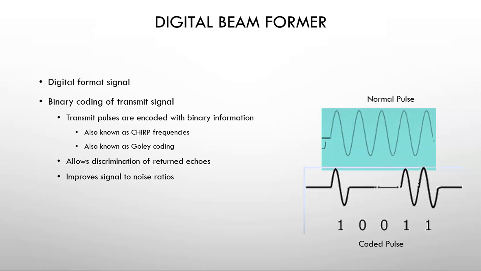These are also known as chirp frequencies and is also known as a type of Golay coding. We don't have to get into the various differences between binary encoded transmission, chirp frequencies, and Golay coding because they do the same thing. They all allow discrimination of return signals. There are some minor differences, but they're not very important. At the end of the day, what happens is any pulse that we send out using a binary encoded transmission has a code associated with it, so that if echoes come back to our transducer that don't have the correct code, we can throw those away because we know that they're noise.